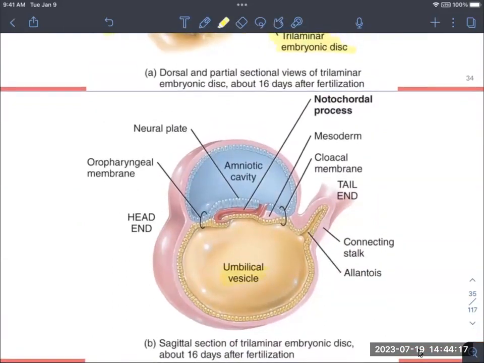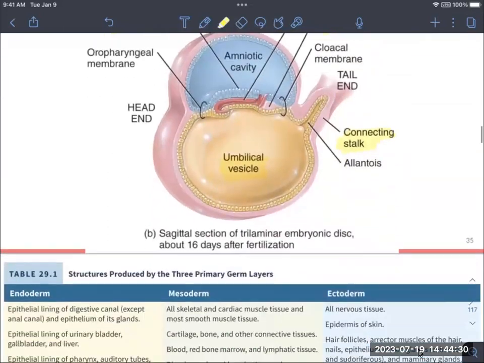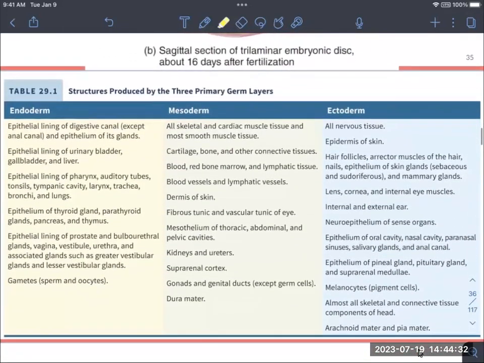That umbilical vesicle, that connecting stalk is continuing to grow. We still have that notochordal process, that mesoderm. So here's these 3 primitive germ layers that we've mentioned in every system and all of the different things that they are going to turn into. There's a lot of different things listed here, but it's everything in the body.